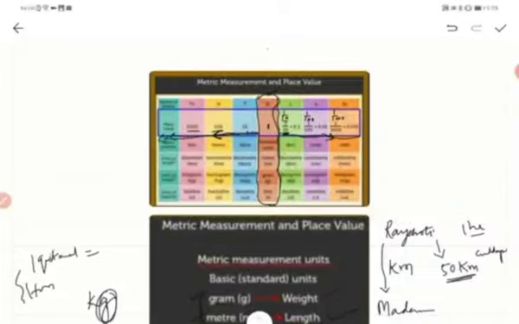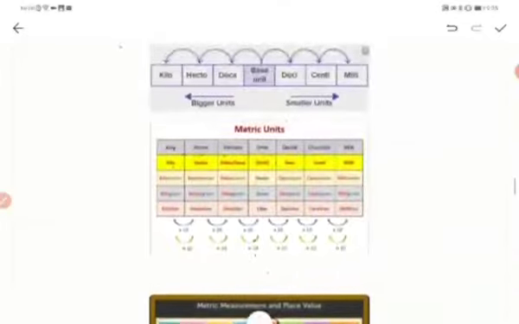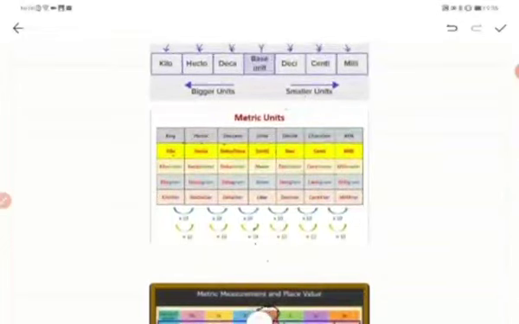Okay, in this it's not so clear. Yeah, in this it's very clear. See, so this is your standard unit in the middle. And when we are moving from the standard unit to the left, what happens? It is named as deca, hecto, kilo. Deca or desa. Okay, so deca, hecto, kilo.